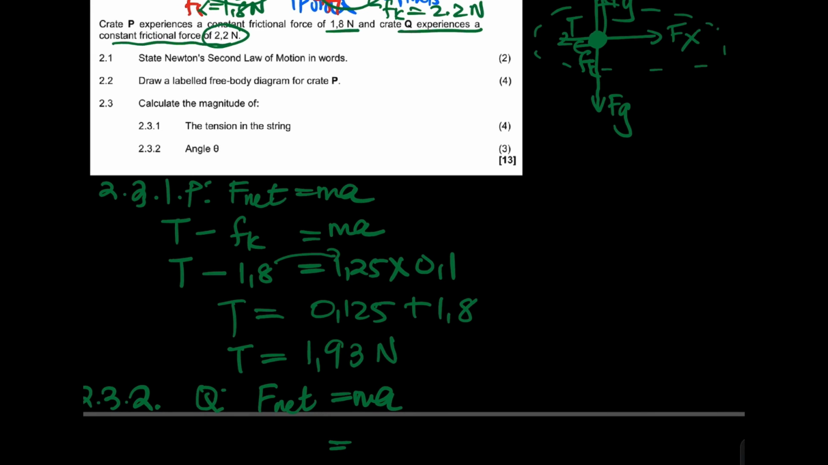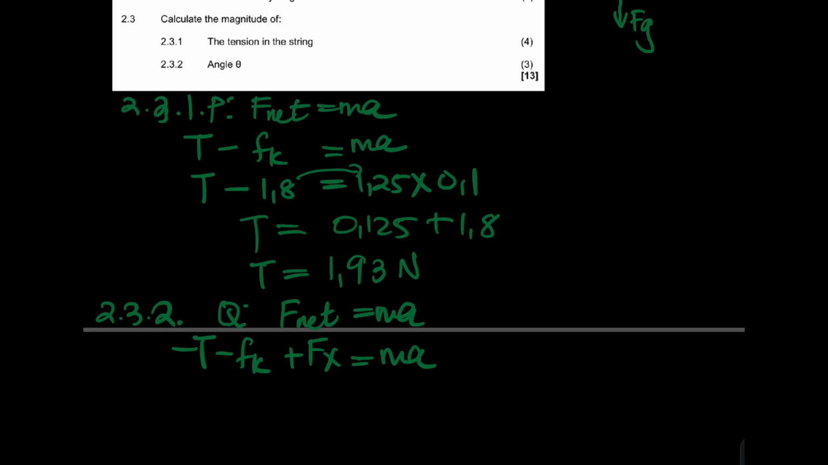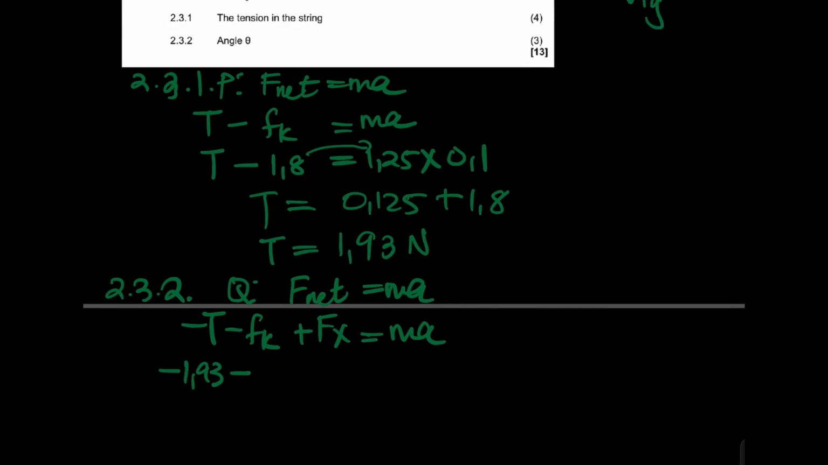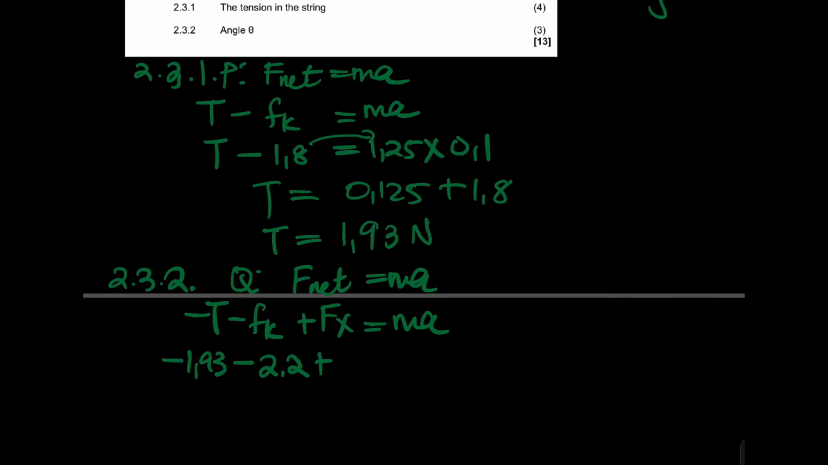So we're going to have negative T, which is the tension force. And what is the other force acting there? It's the friction force, which is negative because it's going to the left, plus the horizontal component, is equal to MA. Now, let's substitute. The tension force is 1.93, and minus the Fk. We were given the Fk for the crate Q, we were told it's 2.2. So it's going to be 2.2 plus, and remember the Fx is going to be F cos theta.